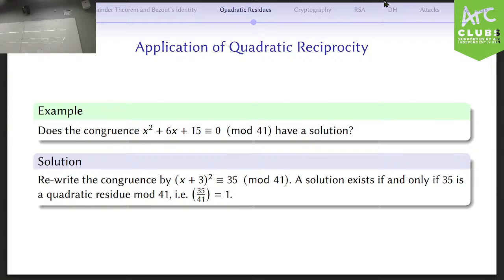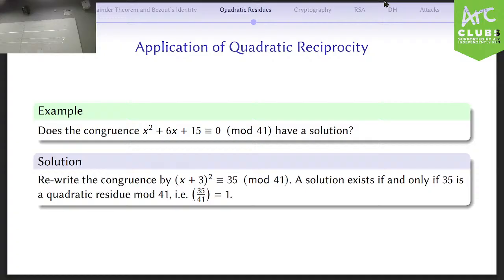We can rewrite this as x plus 3 squared is congruent to 35 mod 41. Why do we do that? Because we've been doing quadratic stuff. So that's basically saying we have x plus 3 squared equivalent to 35 mod 41. And that's saying 35 is a quadratic residue mod 41.